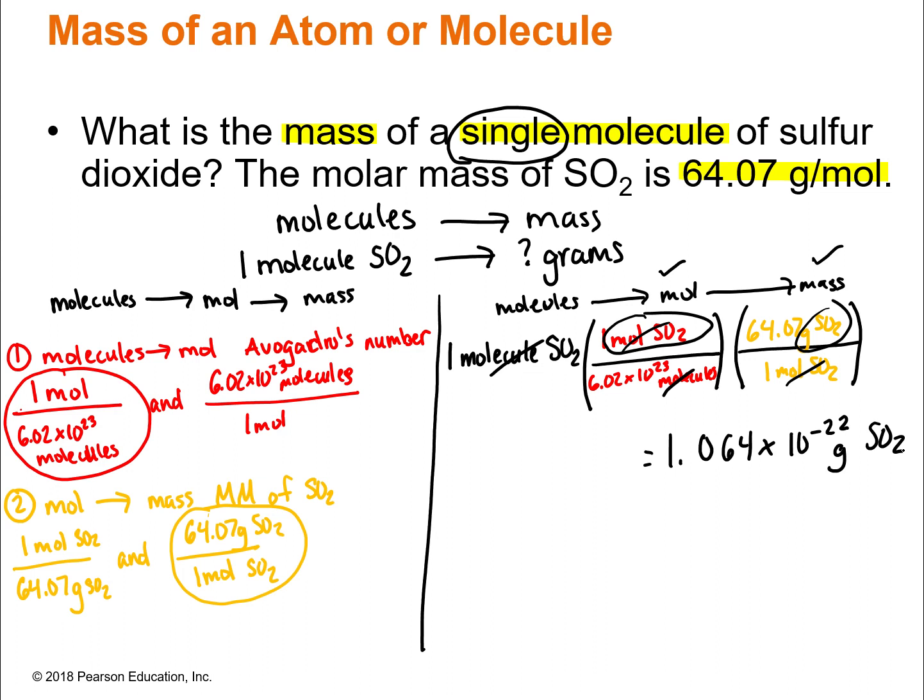What you get is a ridiculously small number. But it should be very small because we're talking about a single molecule. So if you see that number on your calculator for one of these, what is the mass of a single molecule or a single atom of something? If you see a really small number, that means you did something right. I'm not going to say it's absolutely right, but you at least did something right. Know this question type. It will be on the exam.